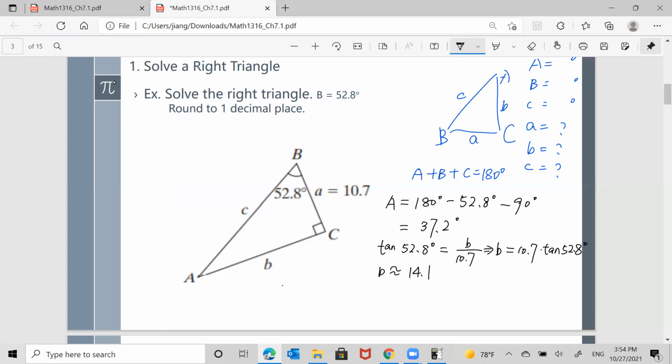How do we find c? So c is the hypotenuse in a right triangle. We know the adjacent side. That means cosine, oh sorry, cosine 52.8 degrees equals adjacent over hypotenuse. So cosine 52.8 degrees equals a over c. I can plug in a, that's 10.7.